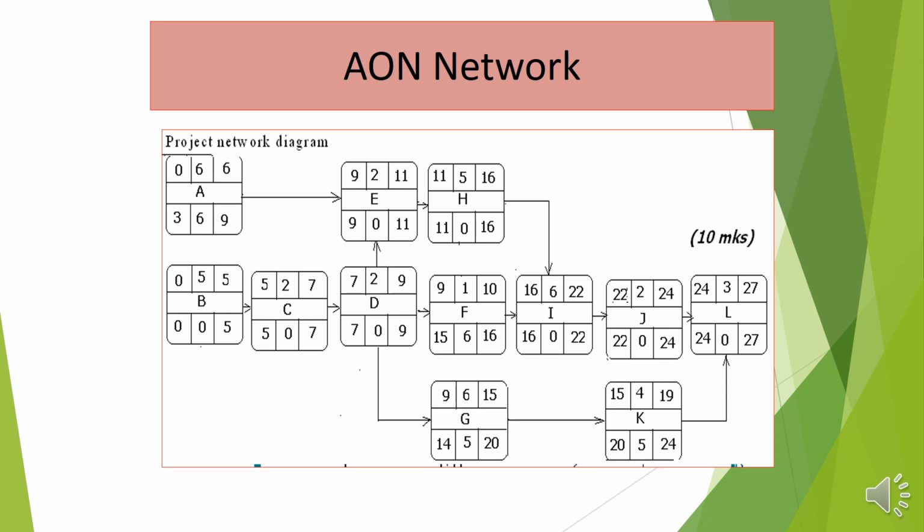Then the lower part of this network is where you have the latest start and latest finish. Look at, for instance, A, and look at B. If we started A after 1 week, A would end on the 7th week, and it would be in time to supply E, which starts after 9 weeks.